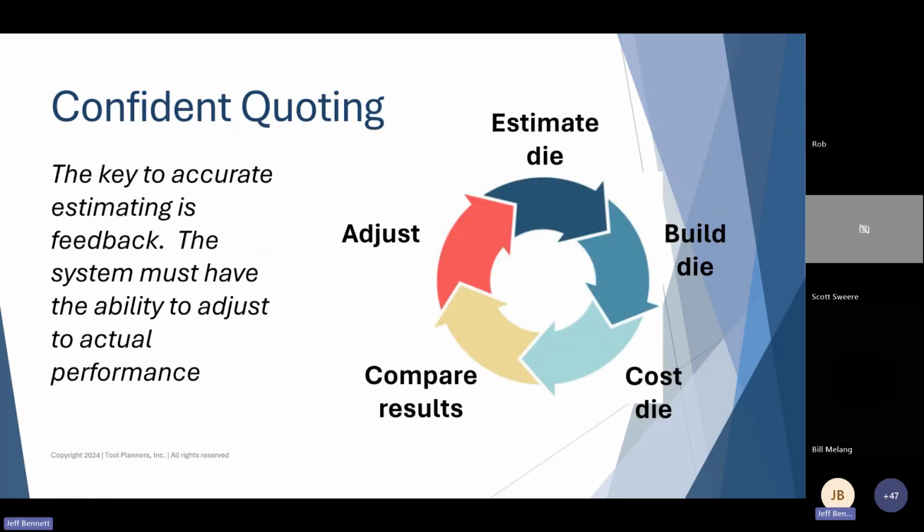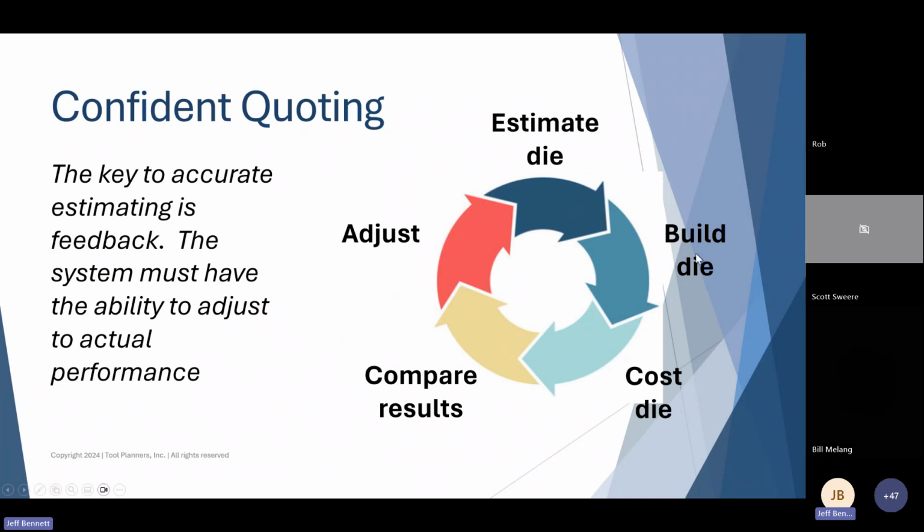Okay. So confident quoting. How do we get to a quoting system or an estimating system that produces the kind of numbers that we need to run our business? Well, the key to any of these systems is that you include feedback from actual performance into the system. We call it calibration.